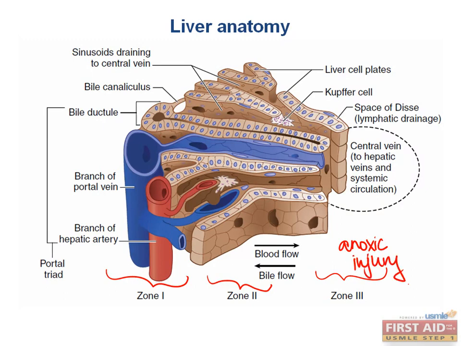This zone also contains the P450 system, making it the site of possible toxic injury. It is also the main site affected by alcoholic hepatitis.